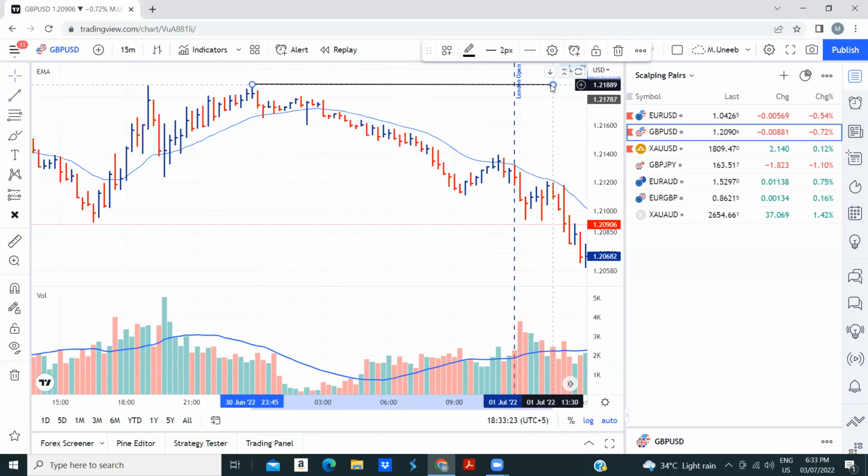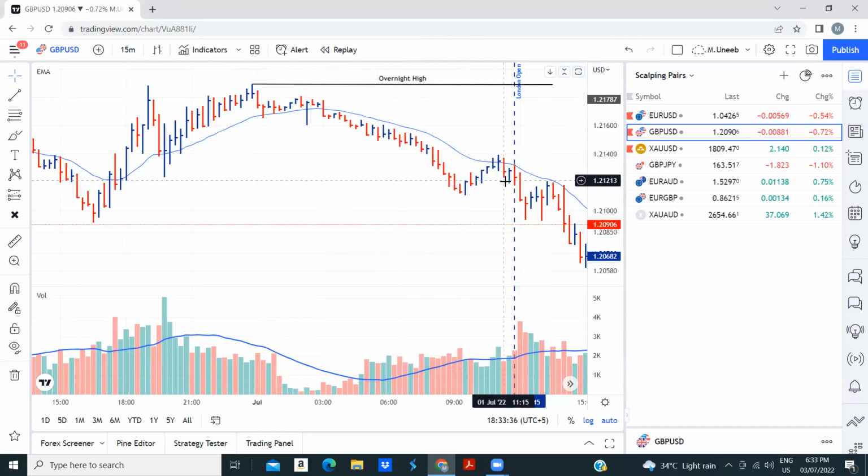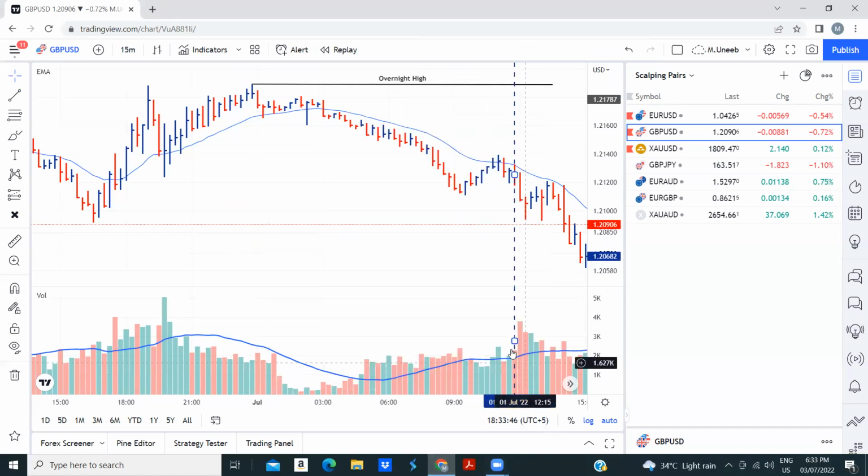Okay. So we call this what? Overnight high. And how about overnight low? Overnight low should be before the London open. So sorry, this one is not London open. This is 15 minutes before London open. Okay.